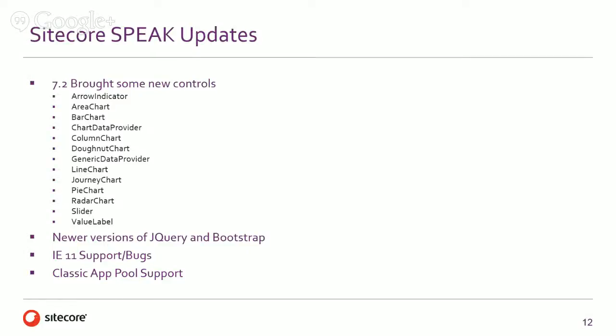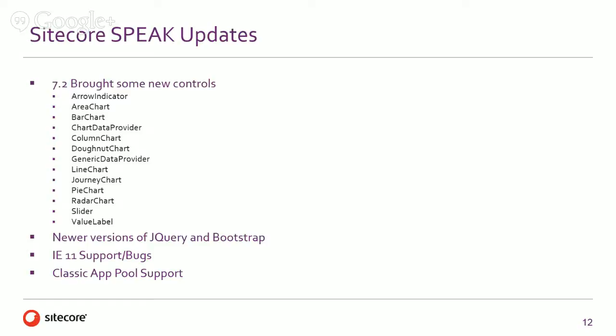So what came in the updates? 7.2 added these controls you see on the screen right now. So a lot to do with the charts that I mentioned on the previous slide. We also updated, the guys also updated jQuery and Bootstrap versions.